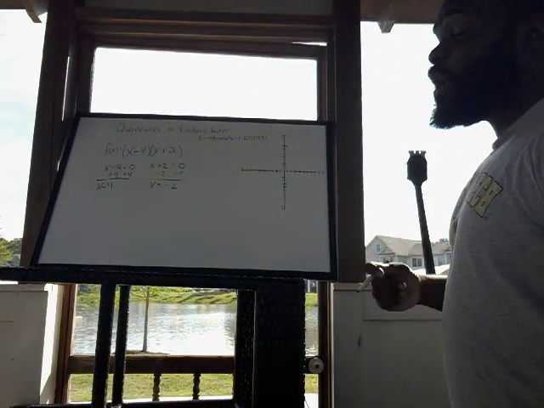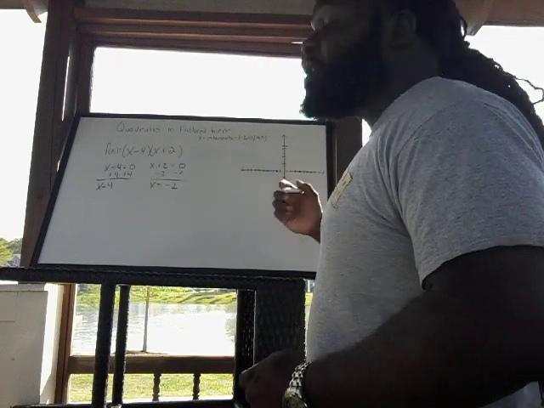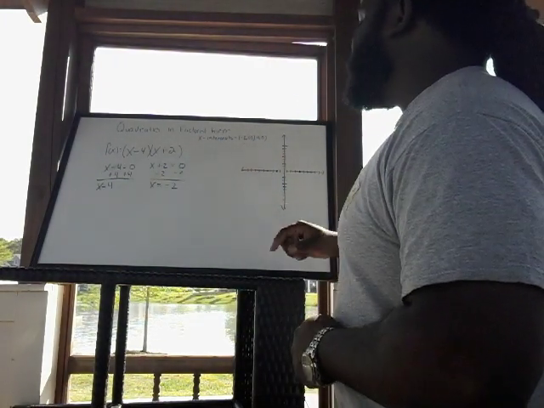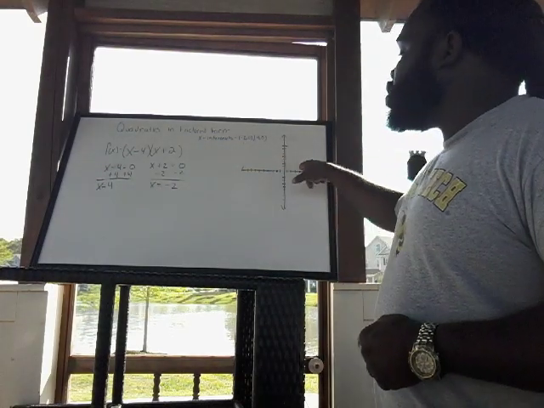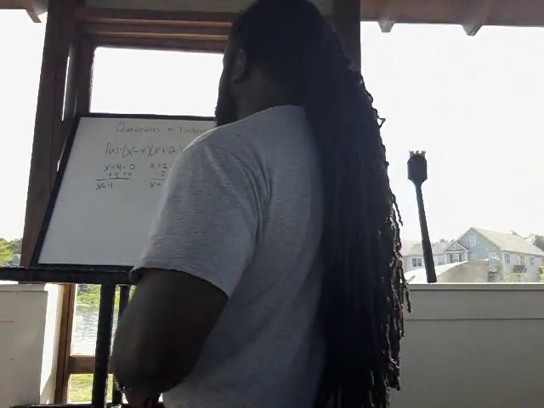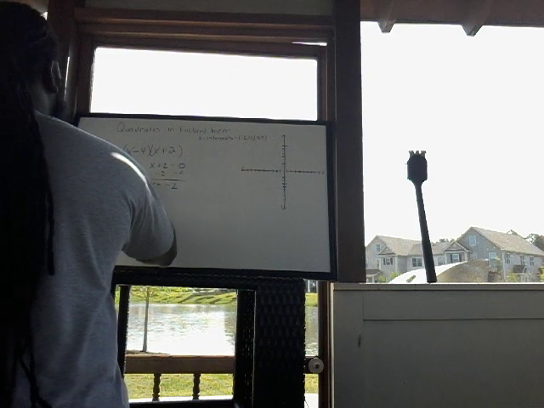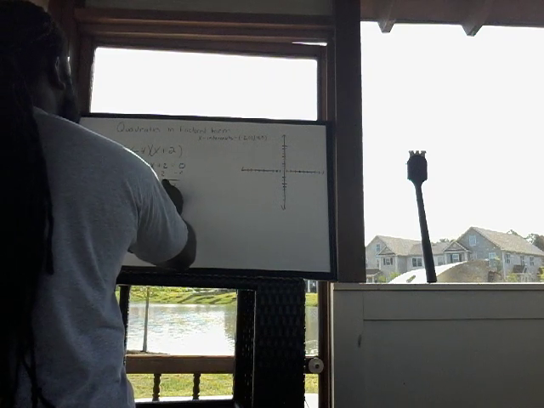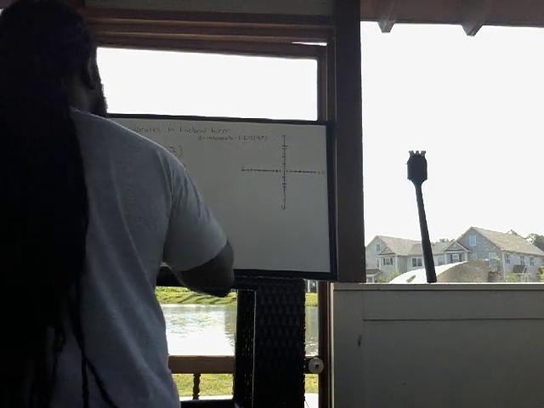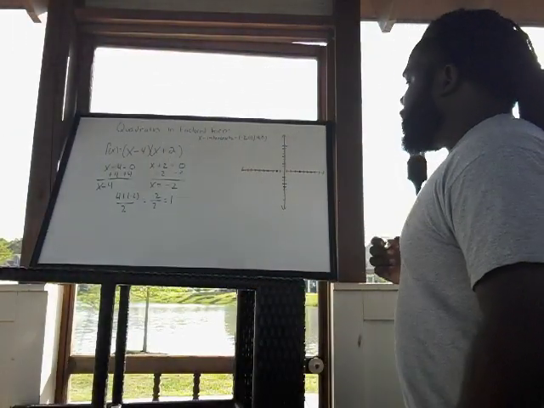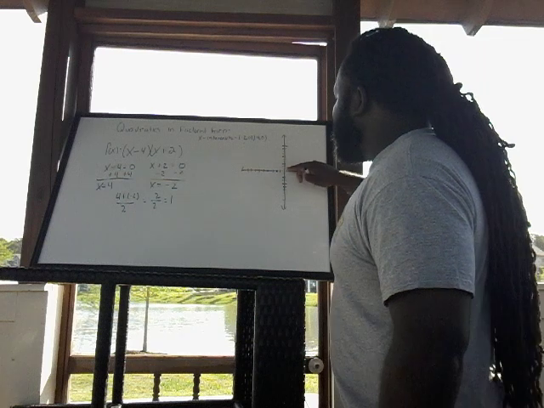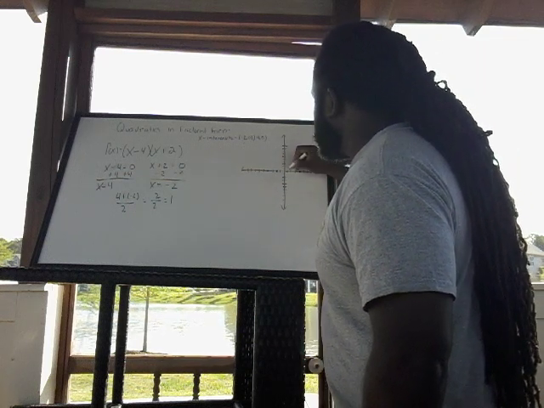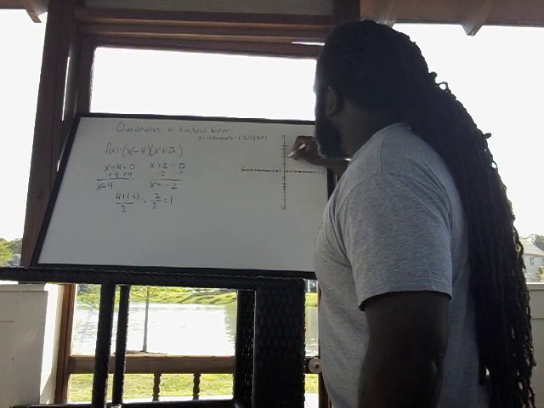Second thing we can do, since we have our 2 x-intercepts, is find our axis of symmetry. Our axis of symmetry is found by adding my 2 x-intercepts and dividing by 2. That gives me 4 plus -2 divided by 2, which is 2 divided by 2, which gives me +1. So my axis of symmetry should be at x equals +1, which is about right here.